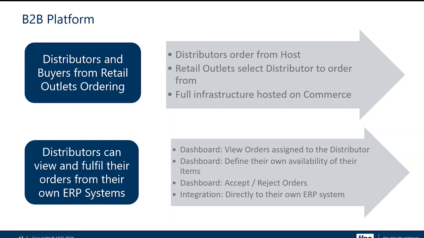The distributors can log on to the dashboard to view and fulfill their orders from their own ERP system. So what orders are assigned to me as a distributor? What is the availability of my products as a distributor? So I can go on, I can say my items are out of stock, I've got low availability, I've got a purchase order in, I've got huge availability, and I can accept and reject orders on that as a distributor, and integrate those orders directly into my own ERP system as they come in, if I'm the host here. I can integrate directly out to an ERP system, so the orders placed appear in their ERP as well.